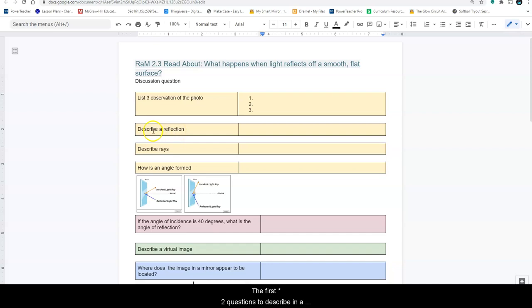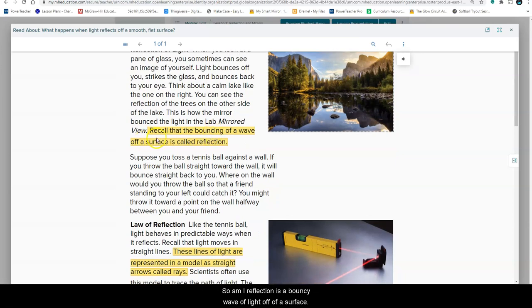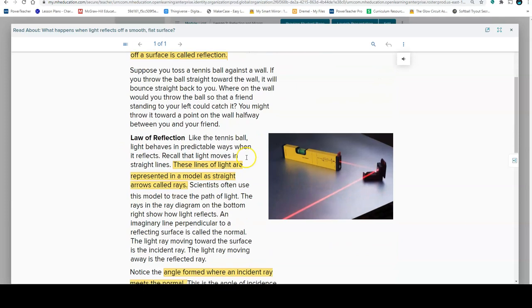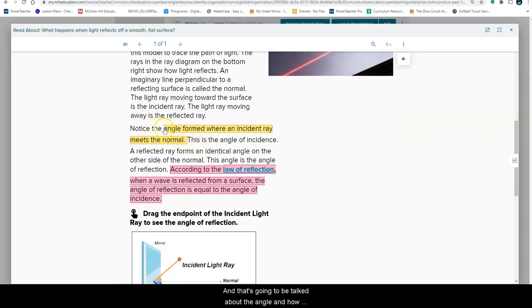The first 2 questions are describing a reflection and describing a ray. So a reflection is a bouncing wave of light off of a surface. And then rays are lines represented in a model, straight arrows. And next we're going to be talking about the angle and how they are formed.